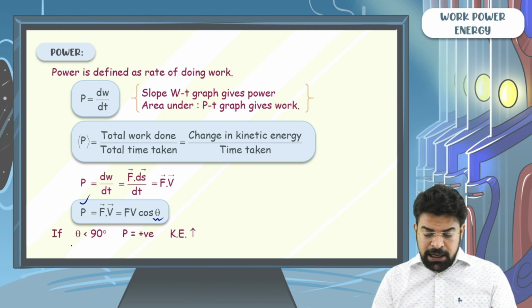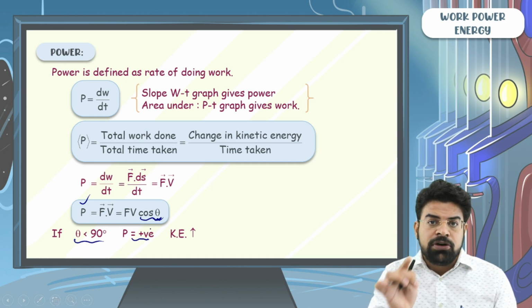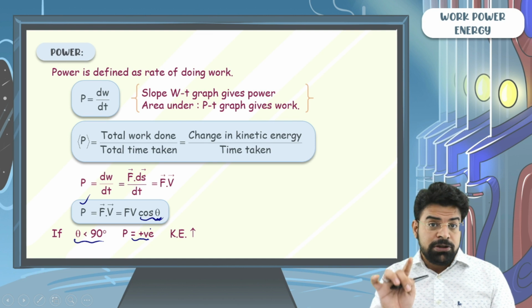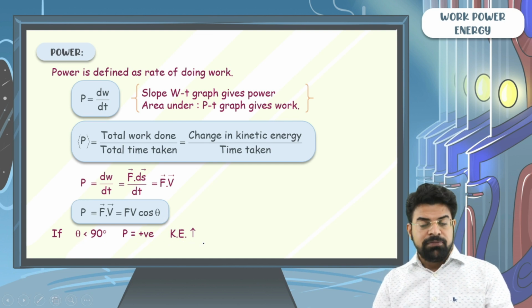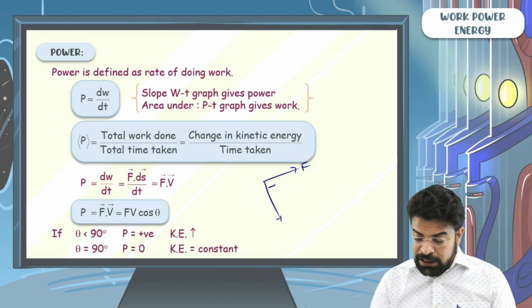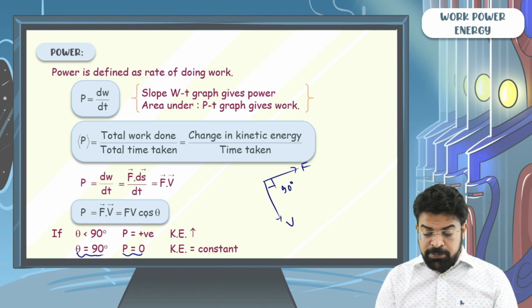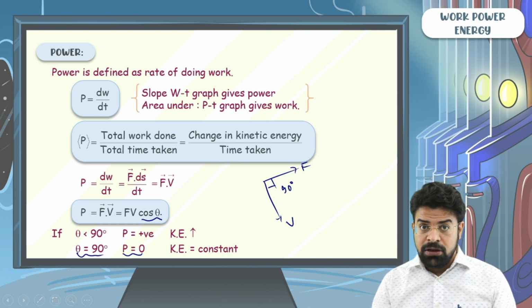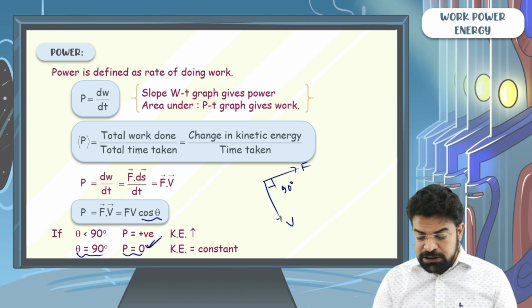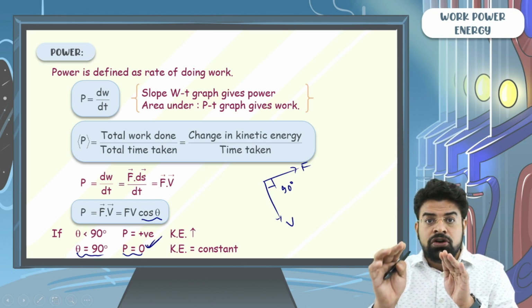If theta is acute, less than 90 degrees, then cos theta will be positive and hence the power delivered to the particle will be positive, and if the power delivered to the particle is positive, the kinetic energy will increase. If the angle between force and velocity is 90 degrees, then the power delivered will be 0 because cos 90 is 0. And when the power delivered is 0, the kinetic energy remains constant, neither increases nor decreases.